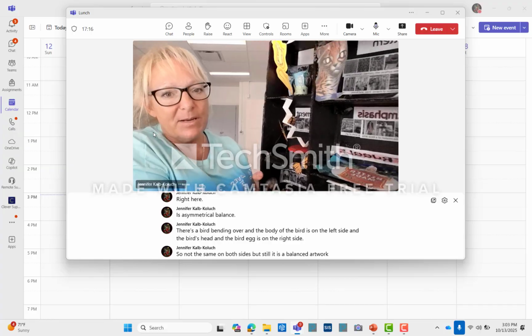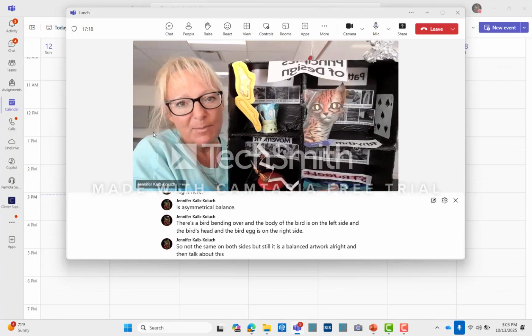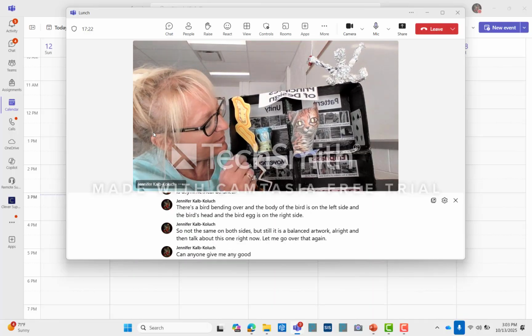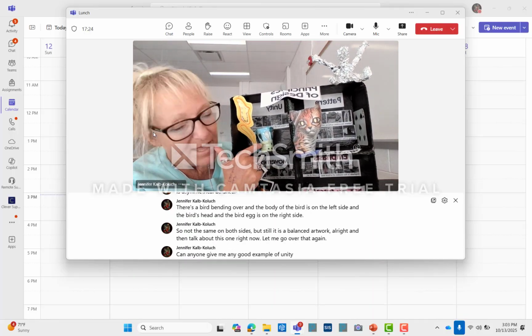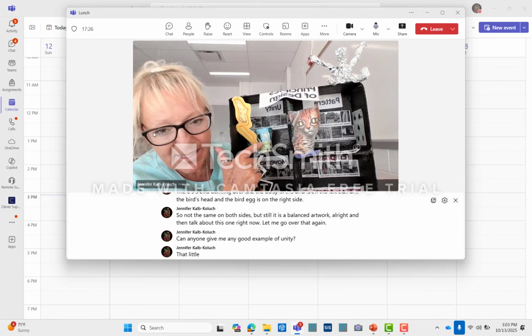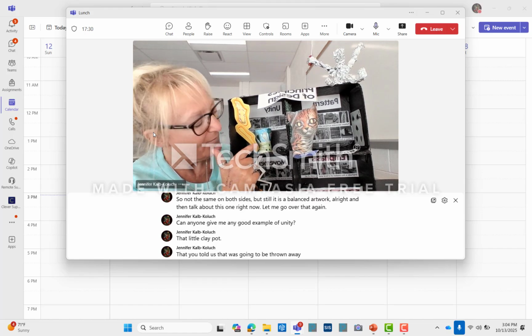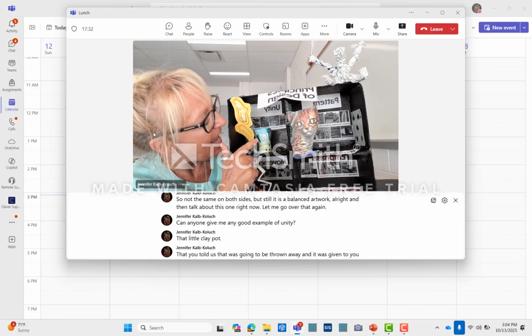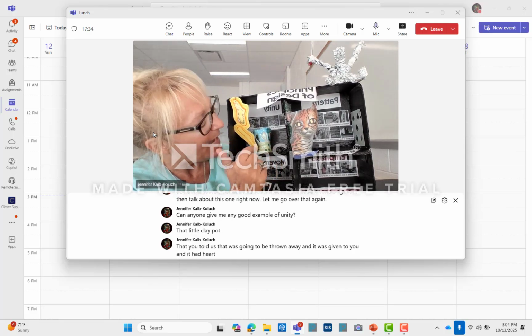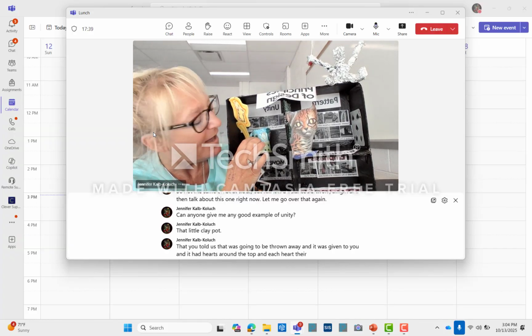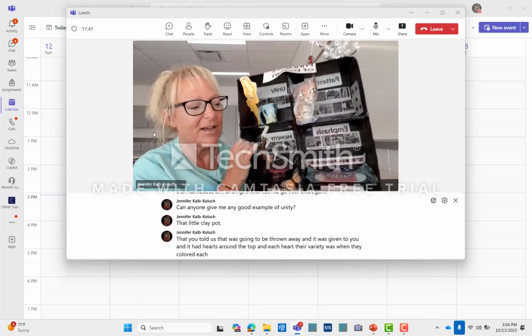All right, we didn't talk about this one right now. Let me go over that again. Can anyone give me a good example of unity? That little clay pot that you told us was going to be thrown away and it was given to you. And it had hearts around the top. And each heart, the variety was when they colored each heart a different color.